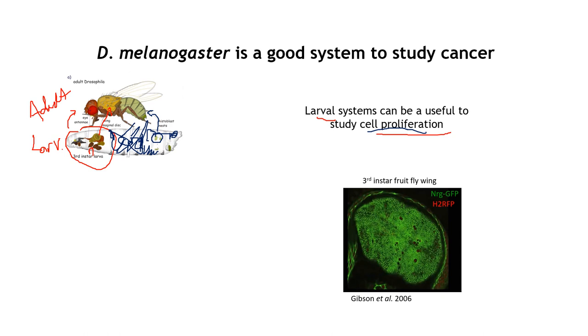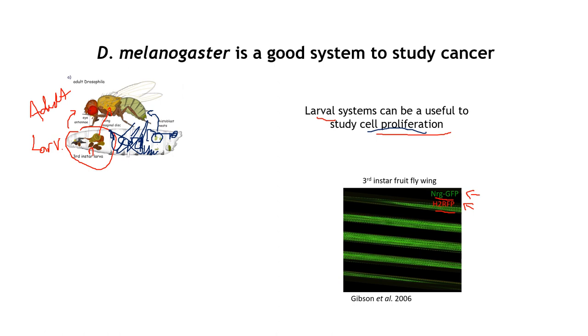And here, if you see these two labels, the green one labels the outline of the cells, and the red one labels the nucleus. This will be a histone. And as there is so much proliferation, what I wanted to show you here is that they look like bubbles that are exploding. They are just showing the cell division over time in this tissue of the larva that is a wing. Right now this doesn't look like a wing. It starts looking like a wing at the end of the pupal stage.